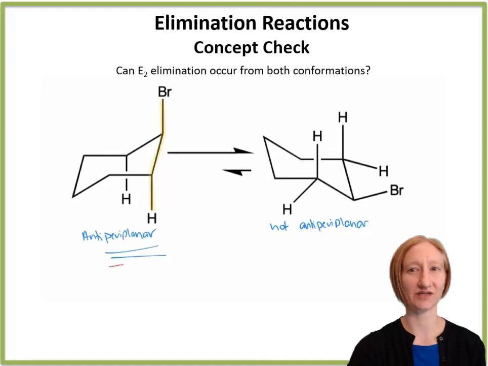And more generally, for an E2 reaction to proceed from a cyclohexane ring, the hydrogen and the leaving group must be able to adopt a trans-diaxial conformation. That conformation will put the leaving group and the hydrogen in the necessary anti-periplanar orientation.